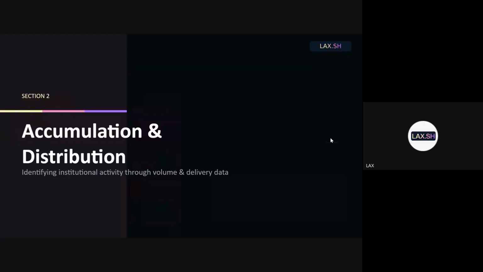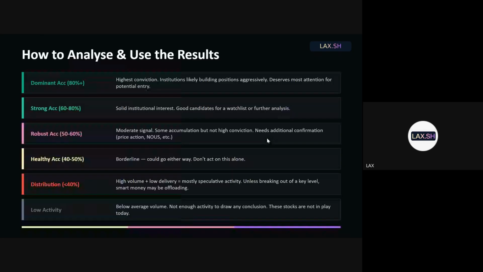So section two will talk about accumulation and distribution, which is what we call DISTAC, distribution and accumulation. We are trying to identify institutional activity through volumes and delivery data. So what do we do? First of all, we look at the stocks which have higher volume.